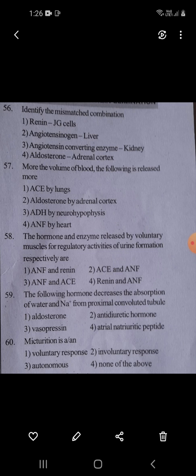Next comes the 58th question. The hormone and enzyme released by voluntary muscles for regulatory activities of urine formation, respectively, are: 1. ANF and renin, 2. ACA and ANF, 3. ANF and ACE, 4. Renin and ANF.